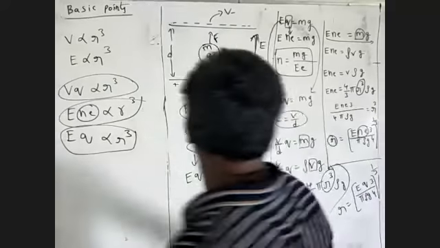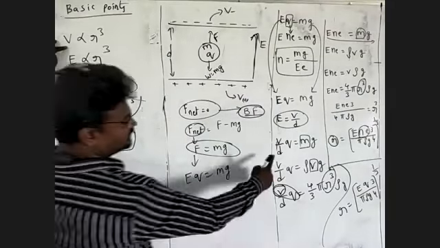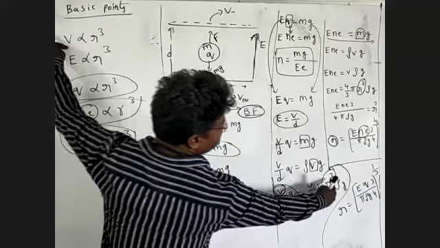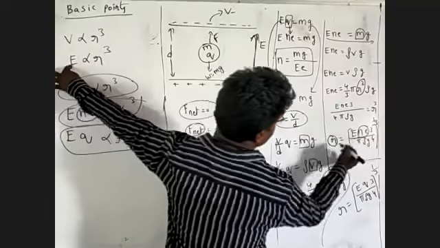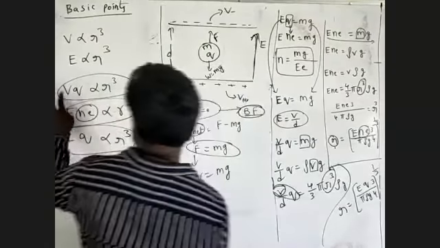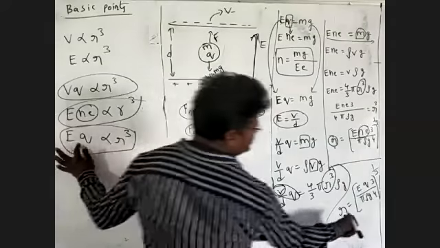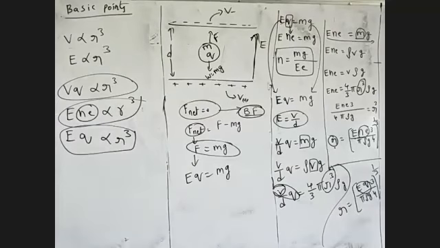From that equation, V is directly proportional to r cube. Next, E is directly proportional to r cube. Next, VQ is directly proportional to r cube. EQ is directly proportional to r cube. From that equation, we are writing that equation.